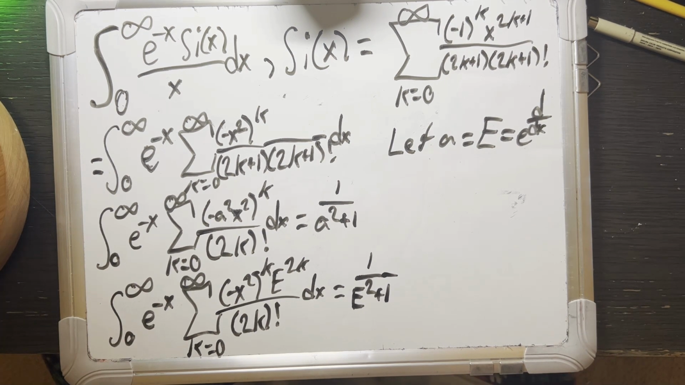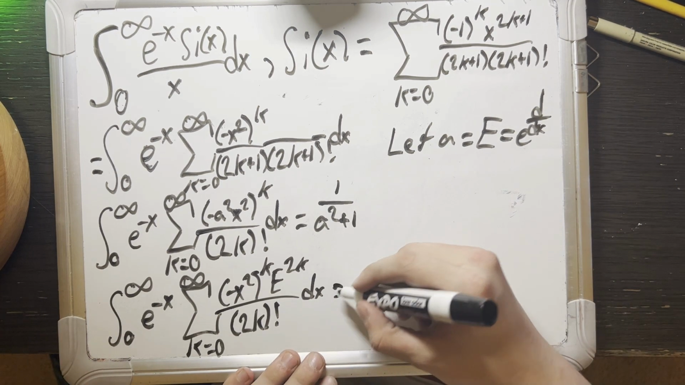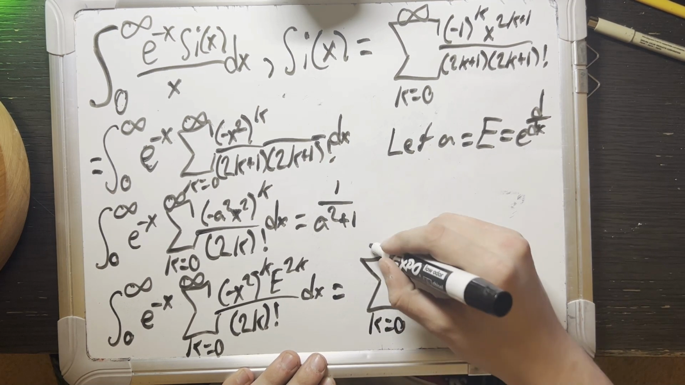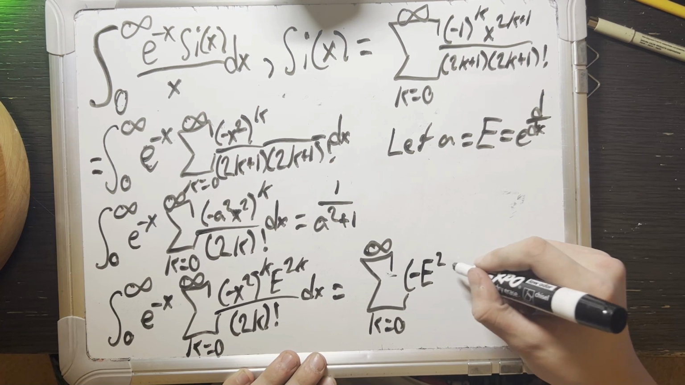Okay, so now if we're going to multiply both sides of the equation by a new function of 0, we're going to need this sum. We're going to need to be able to expand this series on the right-hand side, and we can. That's a simple power series. This power series is pretty simple. Just do minus e squared to the k.